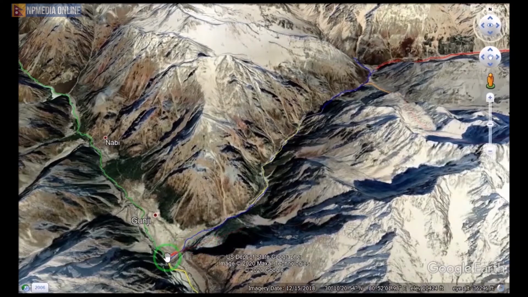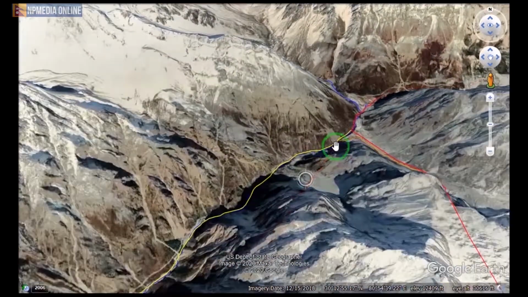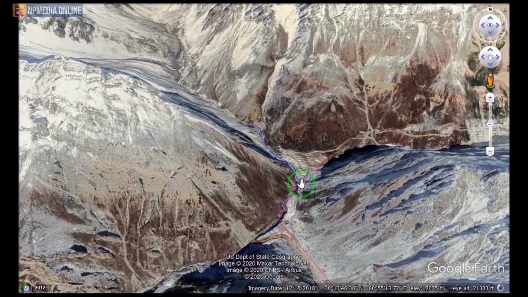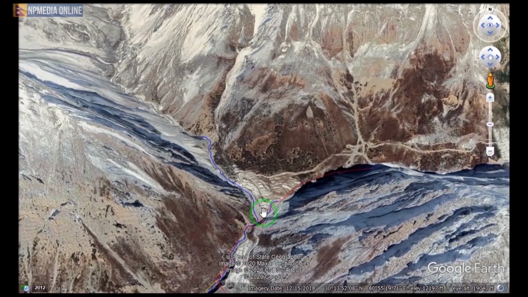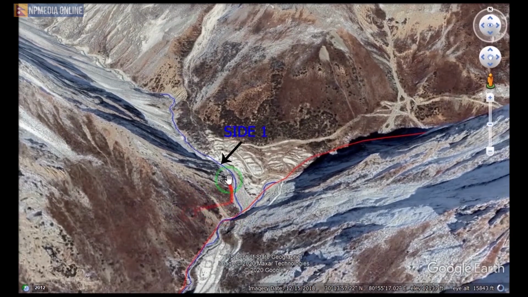Second, let us look at the elevation profile of the blue place. The blue place is divided into two sides. Side 1. Side 2.